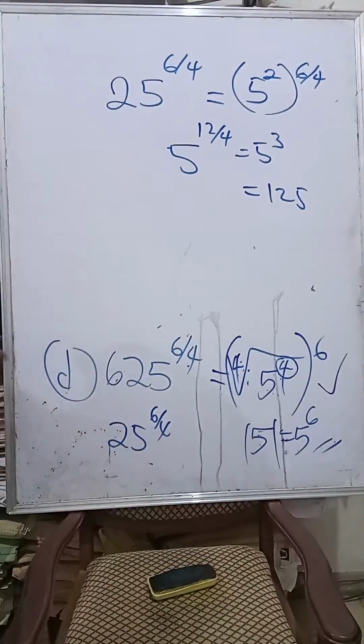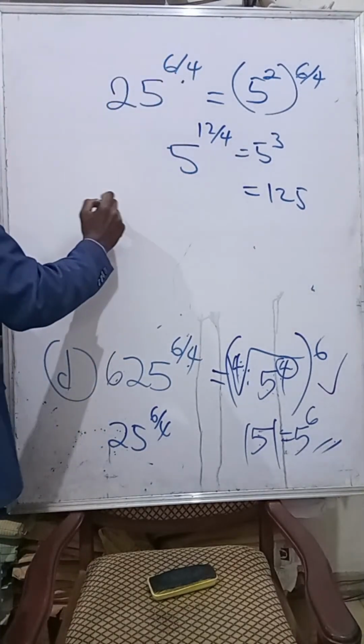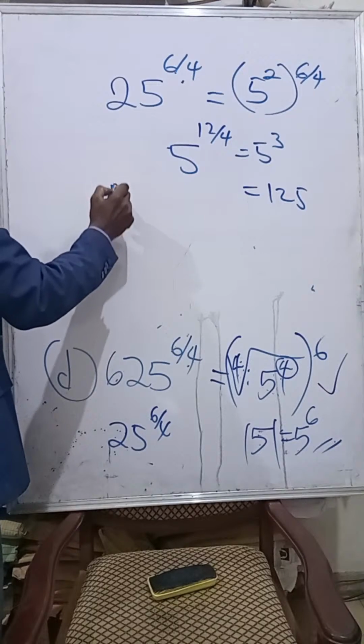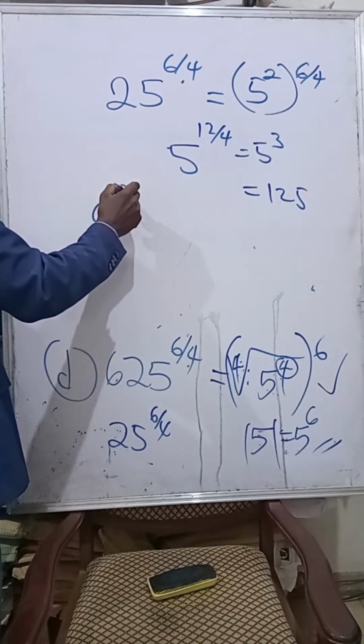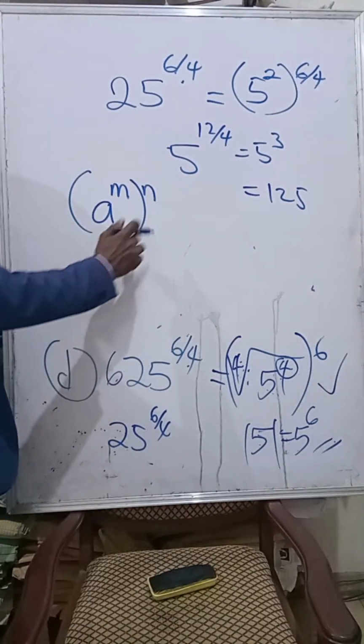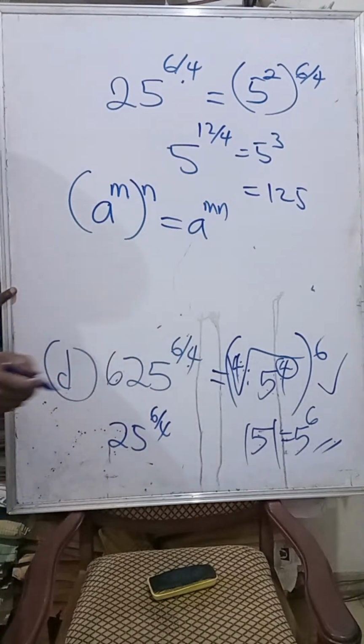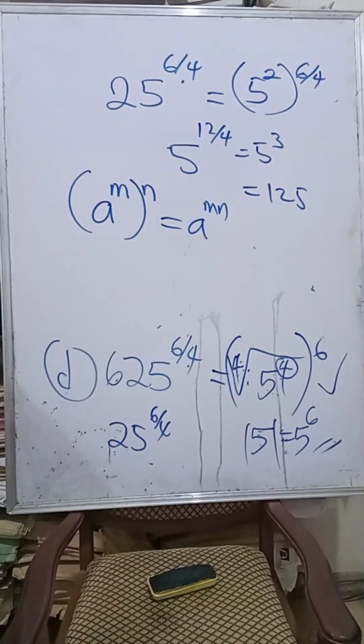Okay, so the rule that I apply here is this case of inner power times the external power. So that's what we apply, which is a to power mn. So that's what we apply in that case.